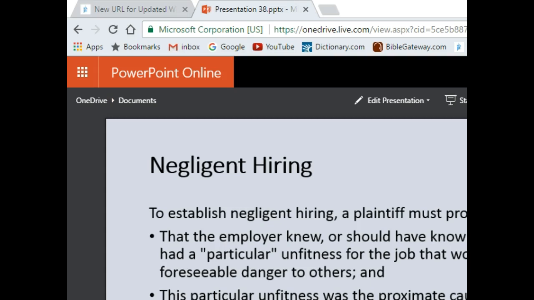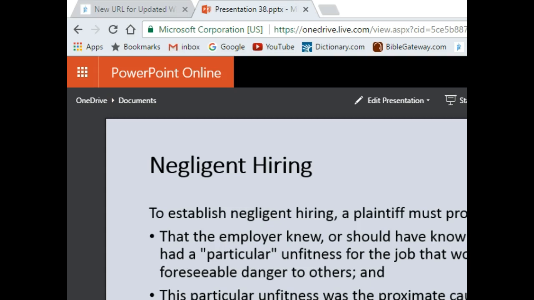Courts have looked at a particular unfitness of the person that caused the harm as being the so-called proximate cause of the plaintiff's injury. The proximate cause, that's a legal term in negligence, meaning that it is the reason for the harm, the underlying reason. It might not be the actual reason, but it's the underlying reason for which legal liability really originates and can attach to a defendant employer.